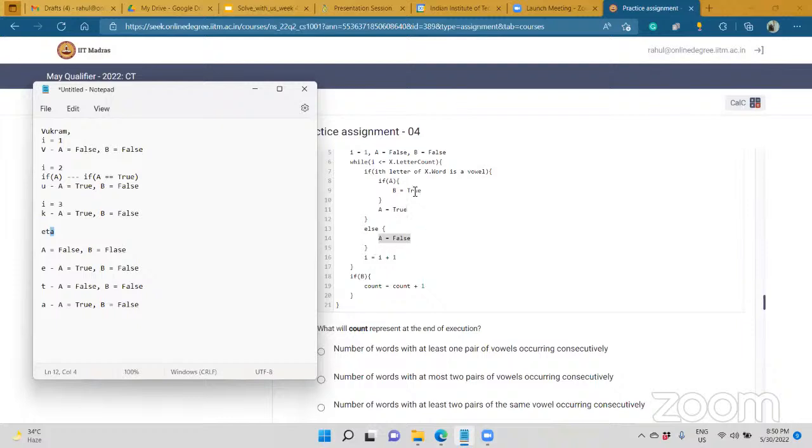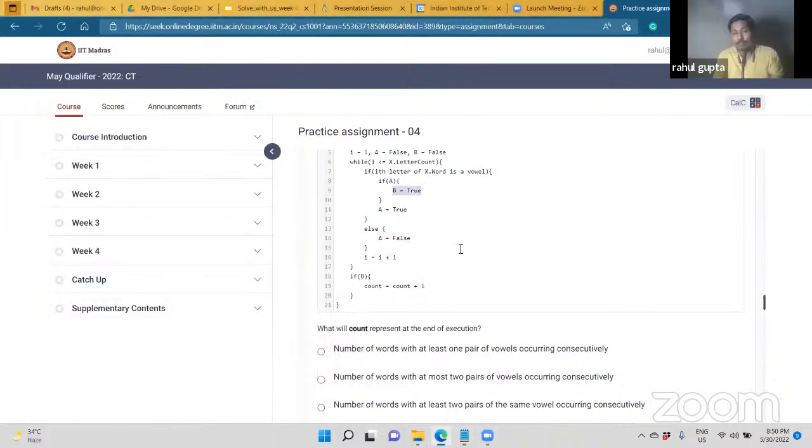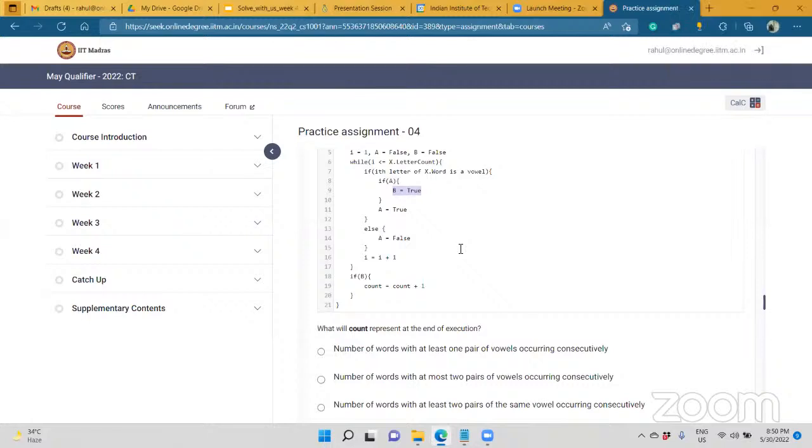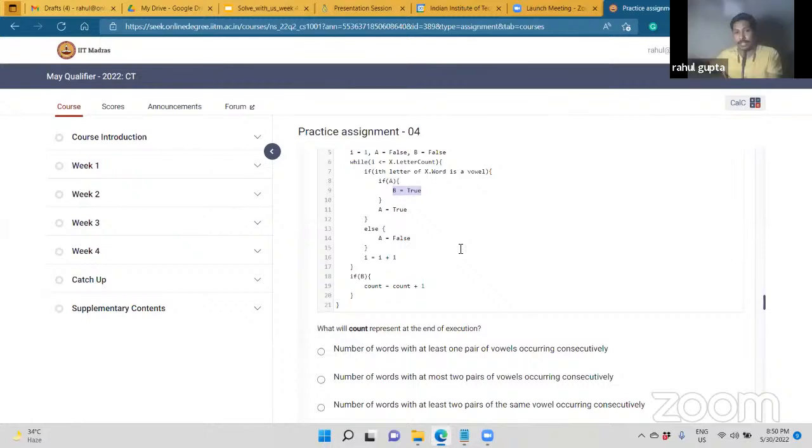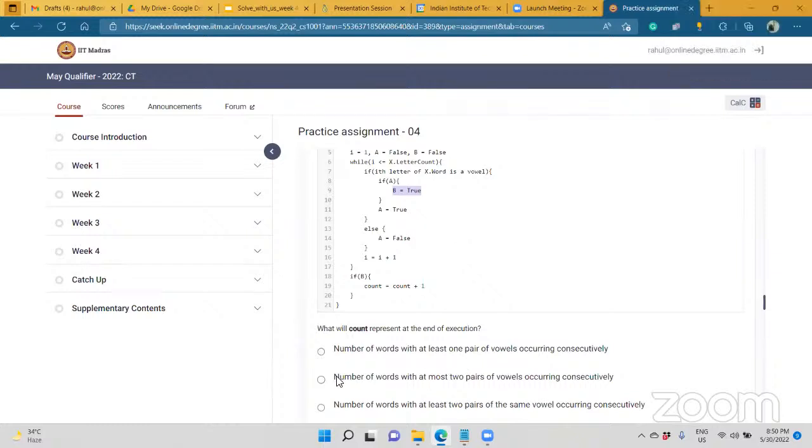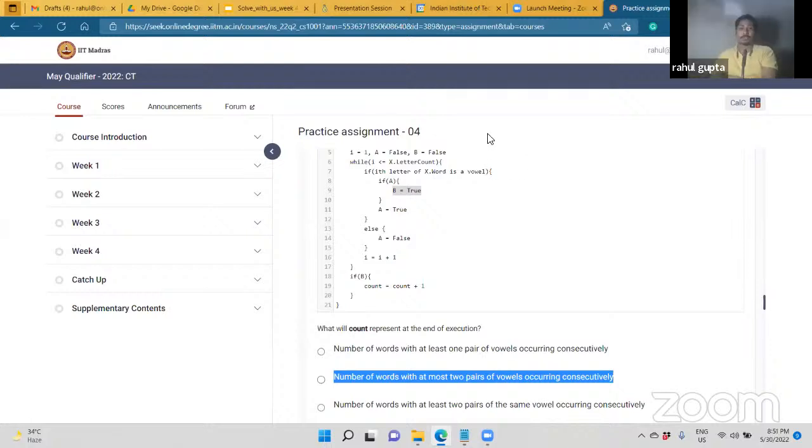That is what I'm trying to say. Once B is true, I'm not going to change it. So whether there is another pair or not doesn't matter, okay? Understood? Okay, super. I think I have given enough time to this question. I hope everyone understands.